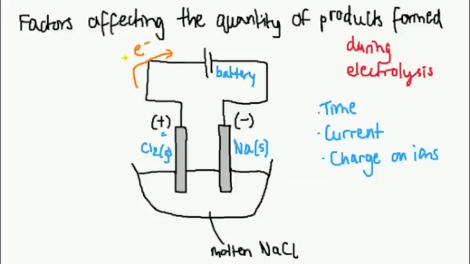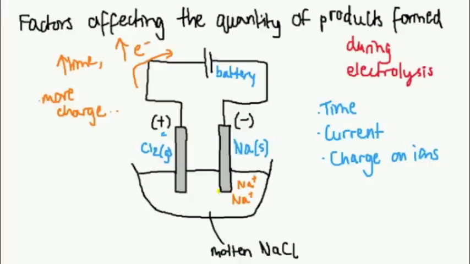But basically, the same applies for charge. If more charge were to flow, then basically there would be more electrons flowing through the entire system, and so basically more of the products will be formed because the reactions will proceed further.